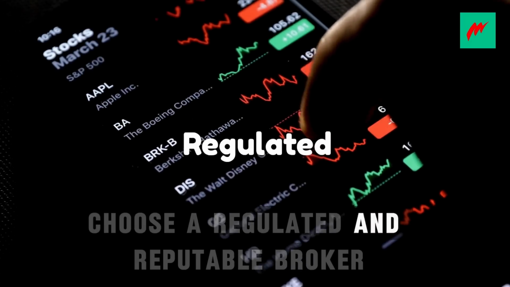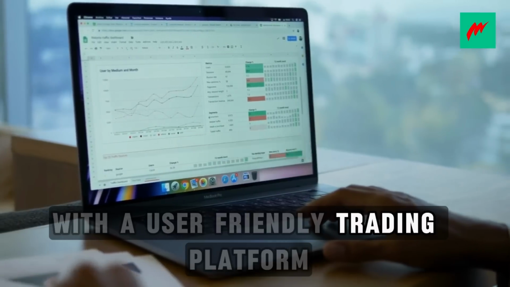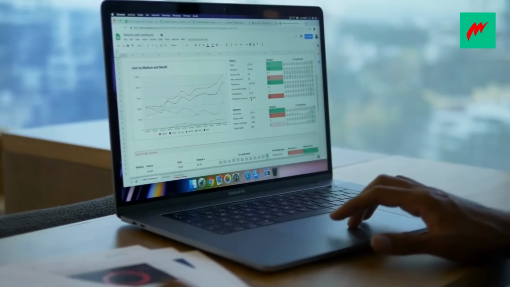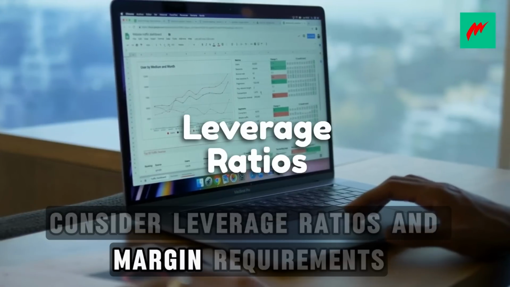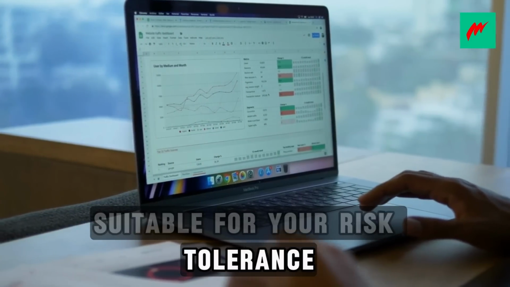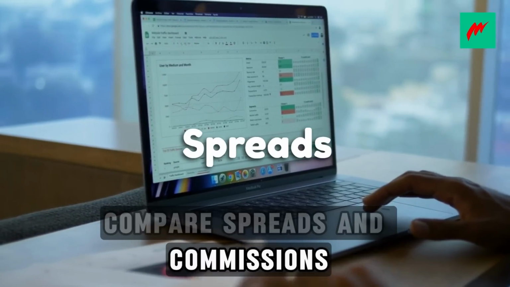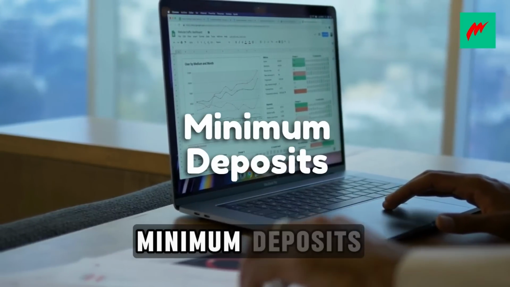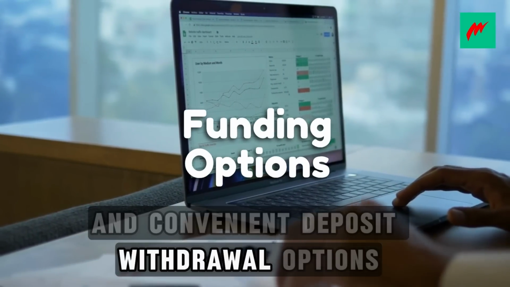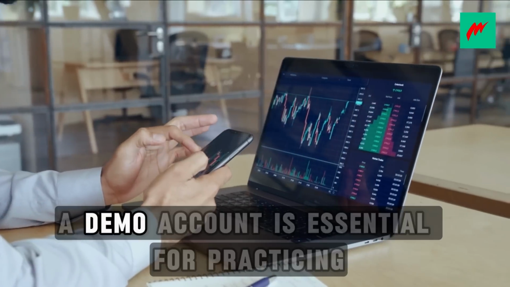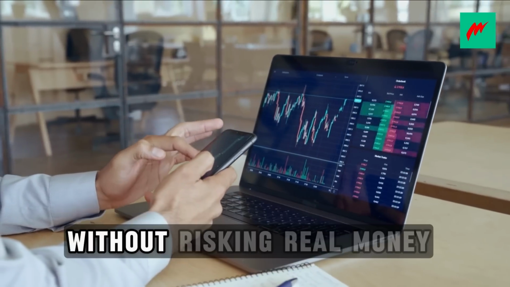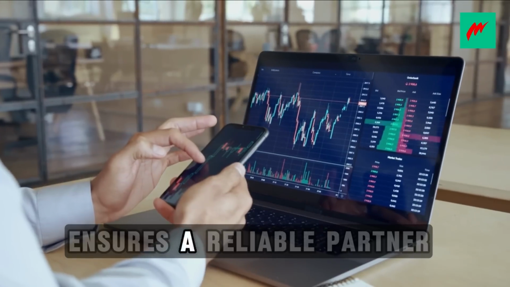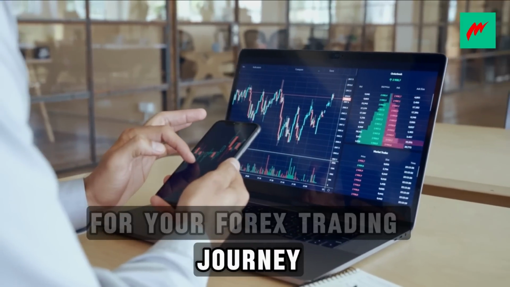Choose a regulated and reputable broker with a user-friendly trading platform, educational resources, and reliable customer support. Consider leverage ratios and margin requirements suitable for your risk tolerance. Compare spreads and commissions to minimize trading costs. Check for suitable account types, minimum deposits, and convenient deposit and withdrawal options. A demo account is essential for practicing without risking real money. Thoroughly researching and comparing brokers ensures a reliable partner for your Forex trading journey.